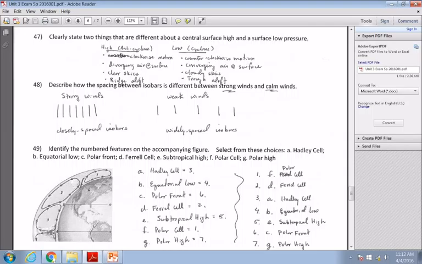The next one, for 3 points, I wanted you to compare the isobars in strong winds versus weak winds. For strong winds, the isobars are close together. We call that a steep pressure gradient. Weak winds, they're far apart. We call that a weak pressure gradient.